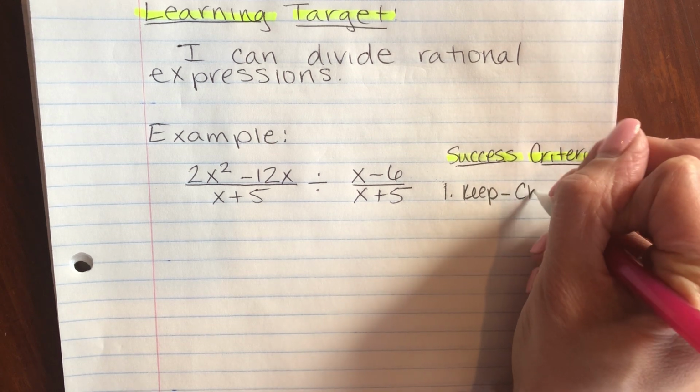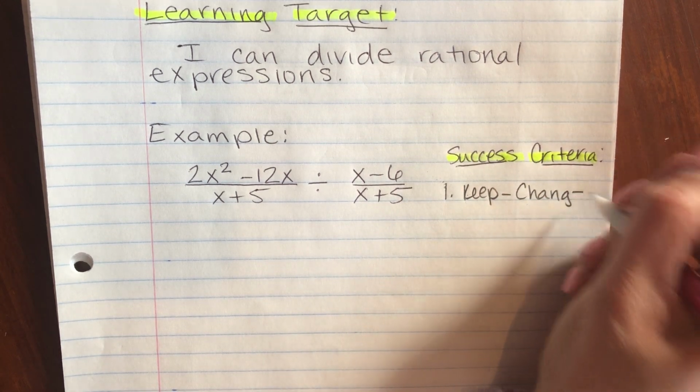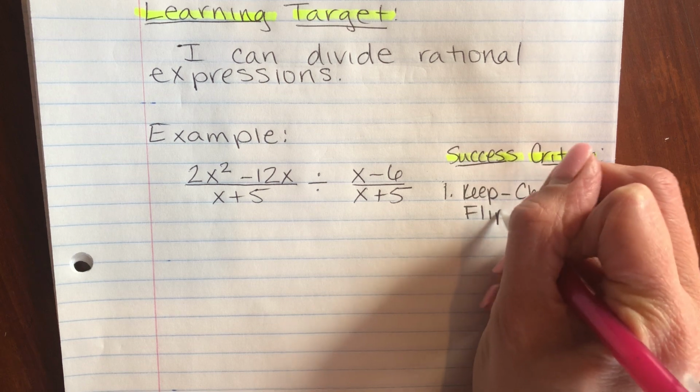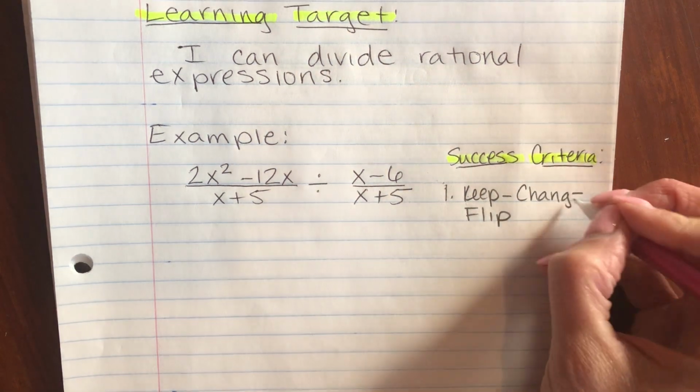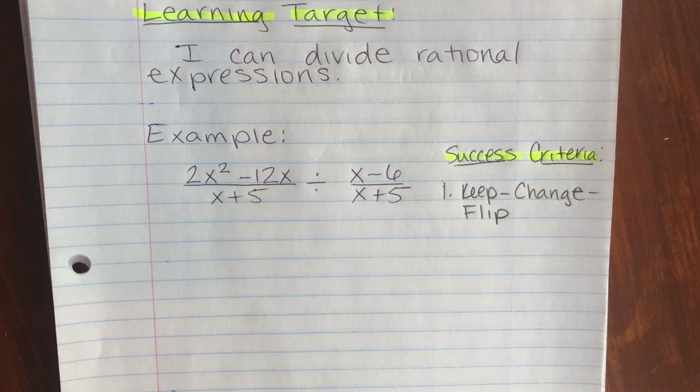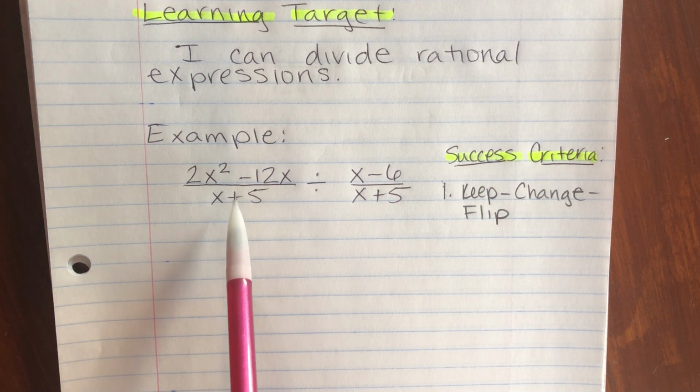Keep, change, flip. So when you're dividing fractions or when you're dividing rational expressions, we are going to use this little trick, keep, change, flip. So we're going to keep the first expression, the first fraction, exactly the way it is. Nothing happens to it. We just bring it down.